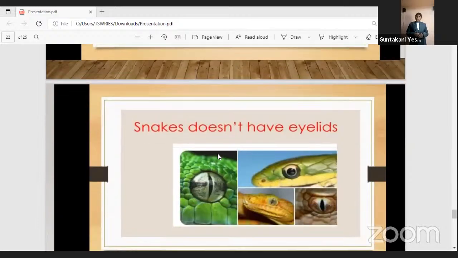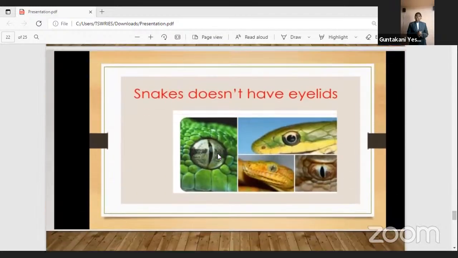So, friends, do you know, snakes don't have eyelids at all. Yeah, friends, snakes don't have eyelids. It just covers its eyes with something. When it closes its eyes, it may seem like it's closing them, but snakes don't have eyelids at all.